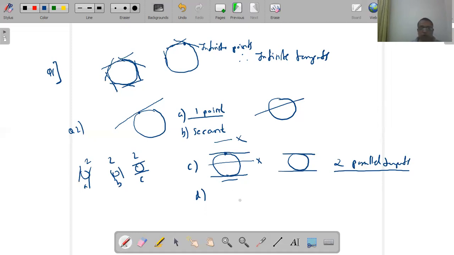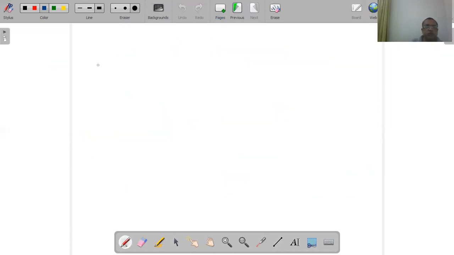The common point of a tangent, this is a tangent, the common point of a tangent to a circle and the circle is called, this point is called what? This is the common point, this is called the point of contact. Okay, you can note this, this is called the point of contact. So that's question number 2. Then we go to the third question, question number 3.